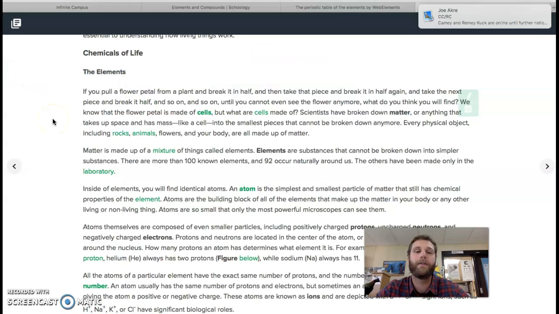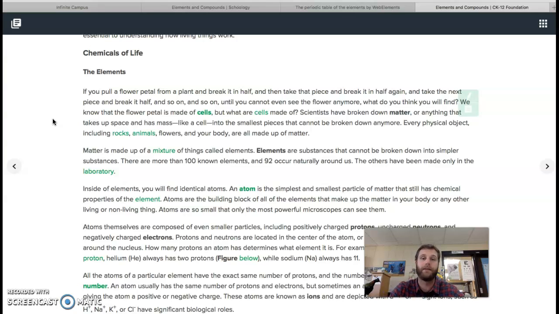If you pull a flower petal from a plant and break it in half, and then take that piece and break it in half again, and take the next piece and break it in half, and so on until you cannot even see the flower anymore, what do you think you will find? We know that a flower petal is made of cells, but what are cells made of? Scientists have broken down matter, or anything that takes up space and has mass, like a cell, into the smallest pieces that cannot be broken down anymore.